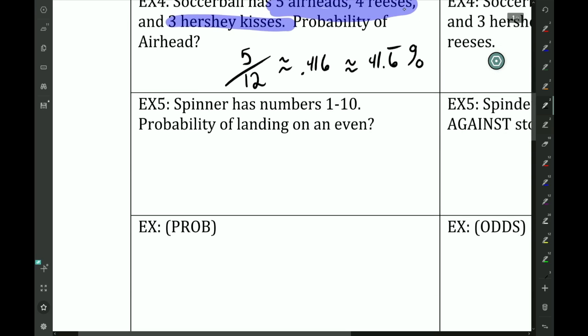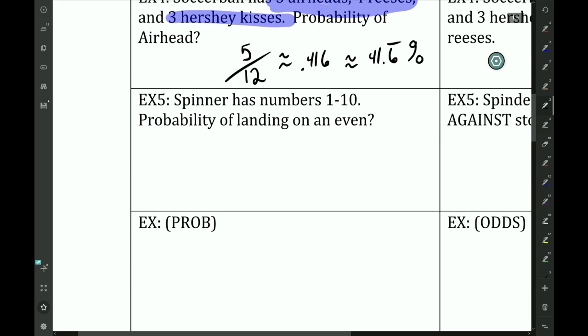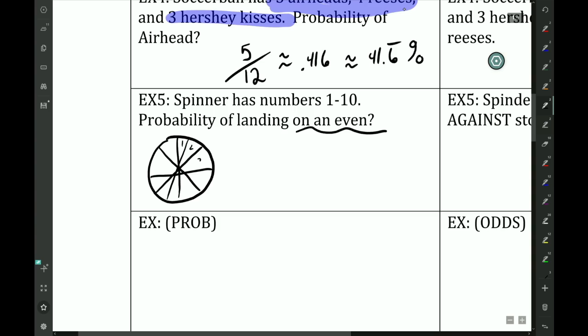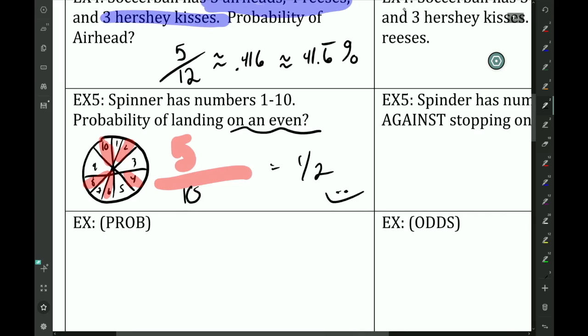Okay, spinner has numbers 1 through 10. Easy peasy stuff again. Probability of landing on an even. So let's think, if we have our spinner 1 through 10, I encourage drawing as always. So 1, 2, that's not a big enough spinner. So 1, 2, 3, 4, 5, 6, 7, 8, 9, 10. The even numbers, of course, would be 2, 4, 6, 8, 10. And we're looking at 5 over 10 numbers, 1/2. Easy. We'll come back to this other little bit first.